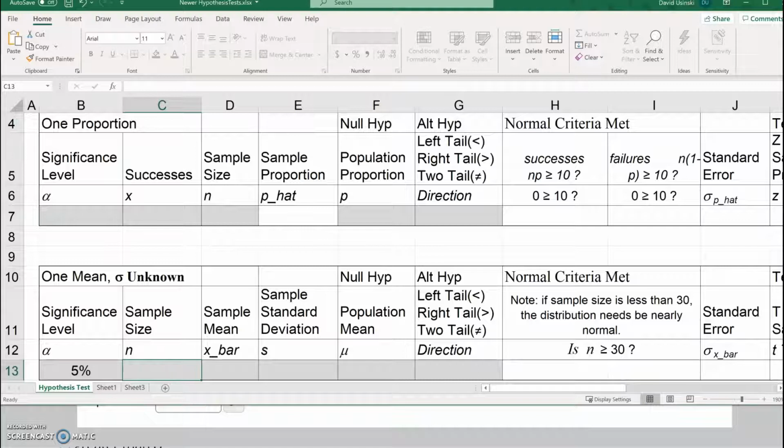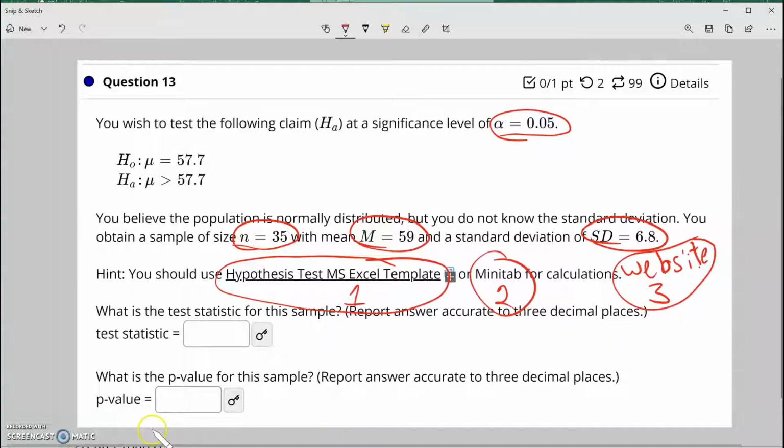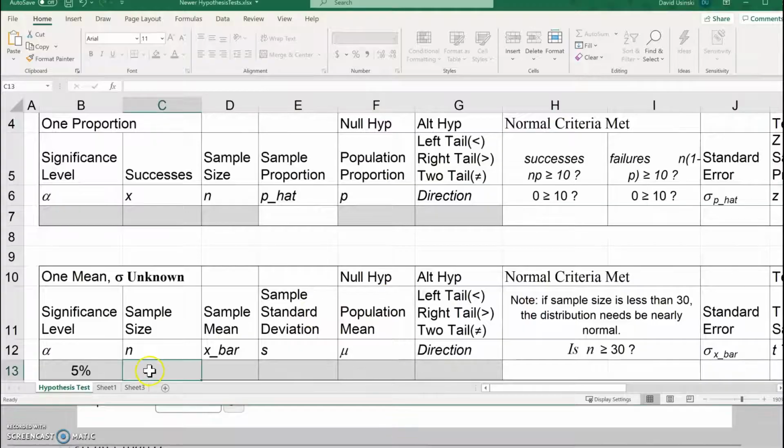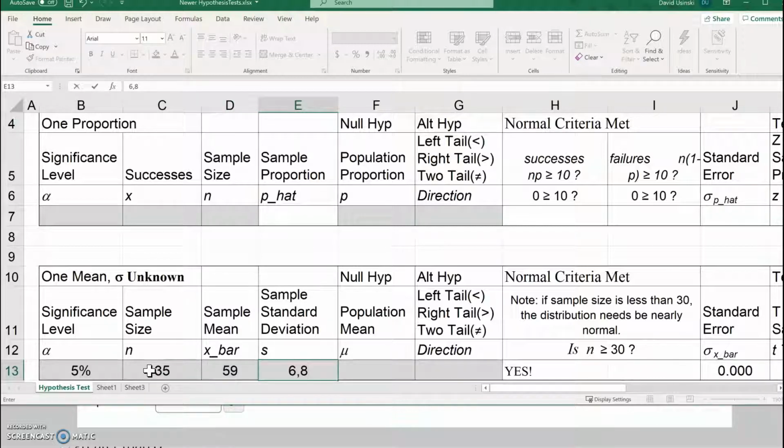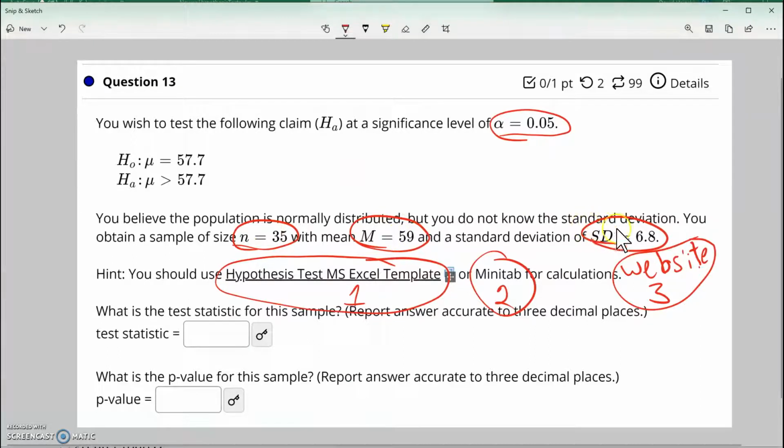My sample size for this question, I'm going to have to go back and forth because I don't remember. Let me click this. The sample size is 35, and the mean is 59. So I'll remember those two numbers, 35 and 59. The standard deviation, I believe, was 6.8. Let me double check that. Whoops, that's a comma, not a decimal. So 35, 59, 6.8.